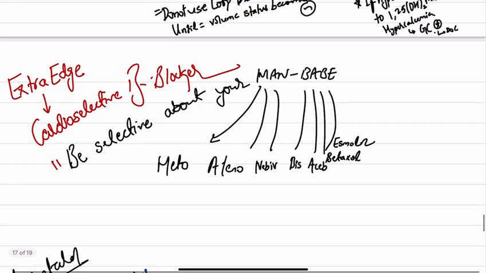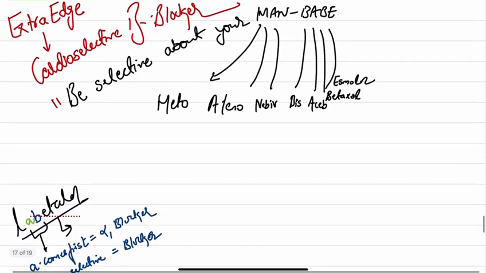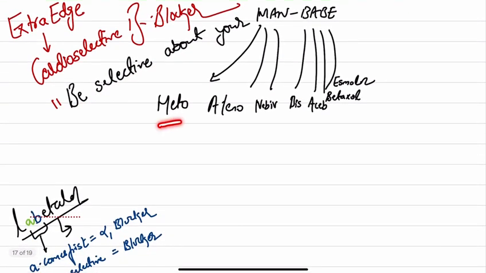There is one important extra here. What are the cardioselective beta blockers? Because salbutamol, a beta agonist, is mentioned here. The trick is: be selective about your man-bab. The mnemonic is metoprolol, atenolol, nebivolol, bisoprolol, acebutolol, betaxolol, esmolol.